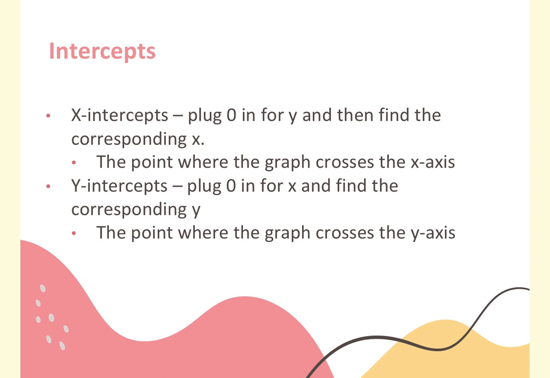So to find the x-intercepts, I plug 0 in for y and then solve. And this is the point where the graph crosses the x-axis. To find the y-intercepts, I plug 0 in for x and find the corresponding y. And this is the point where it crosses the y-axis. These are written in coordinate point form. So it's going to be a number, comma 0. And then this would be 0, comma a number. So when you write intercepts, they should be in coordinate point form.